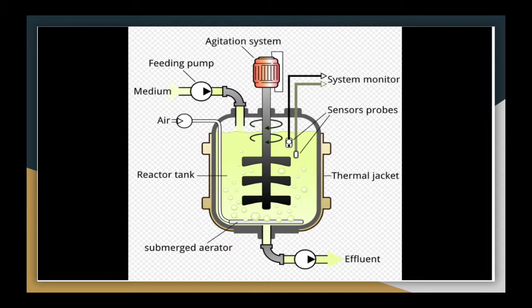In this diagram you can see all of the variables that can be controlled in a bioreactor. There are sensors to monitor pH and contaminant levels, and there is a thermal jacket to regulate temperature. There is also an aeration system.